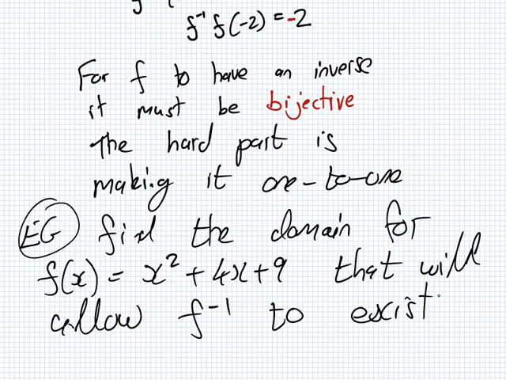How might I make this one-to-one? How might I find the right domain? What could I do? Any ideas?